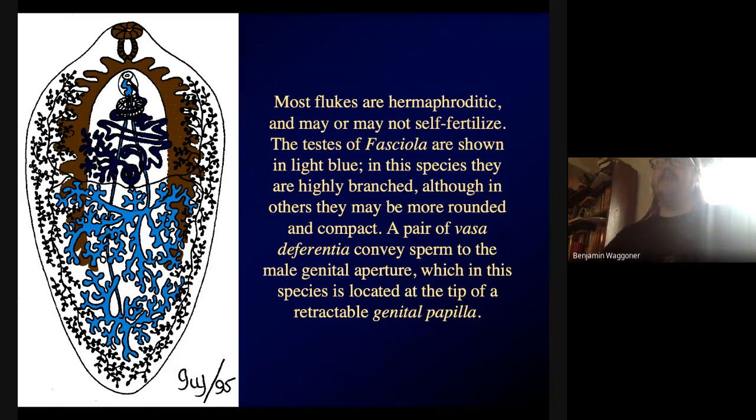The shape of the gonads is often very important for classification. In Fasciola, they're very branched. Others, they may be a lot more compact. It all depends. And the two testes have a pair of vasa deferentia. That's the plural. The singular is, of course, vas deferens.